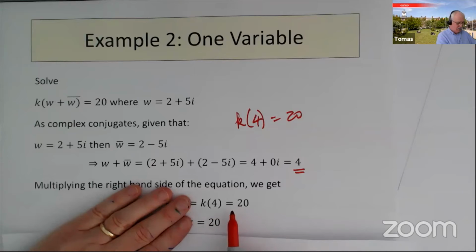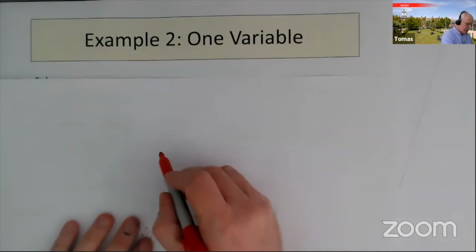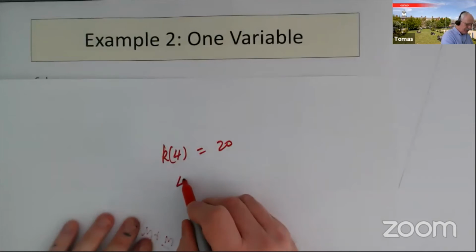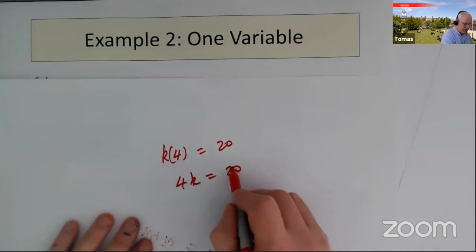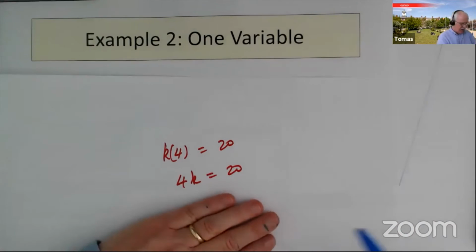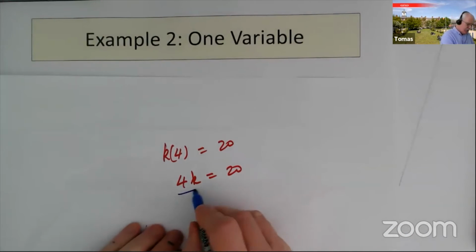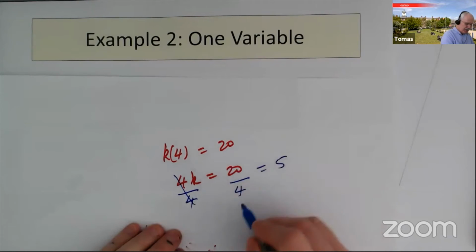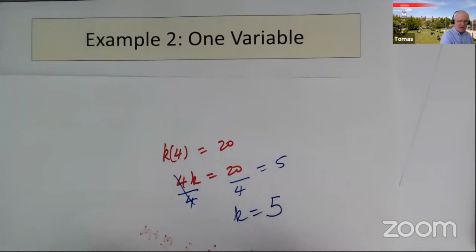What's k? Well, that's a bit easier. k times 4 is 20 is like 4 times k is 20. And then you say, how do I get rid of a multiply? Well, I divide, and I get k is equal to 5.